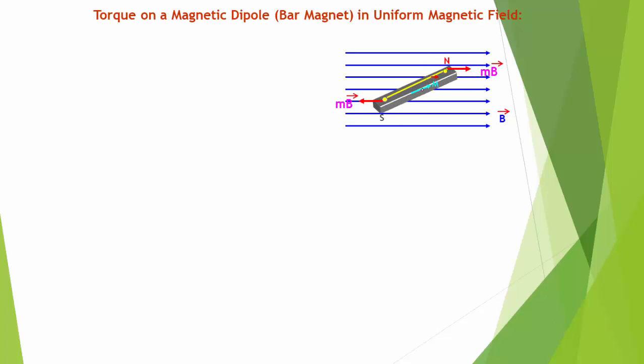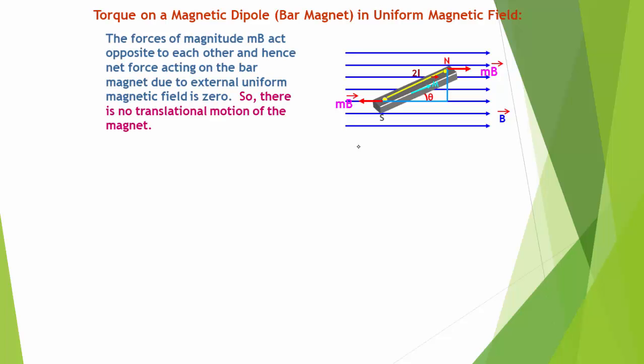M is the magnetic length. Magnetic length means the distance between the north pole and south pole in a magnet. This is the perpendicular line, and theta is the angle between the magnetic field and the magnetic length, where the north and south poles are situated. 2L is the magnetic length.